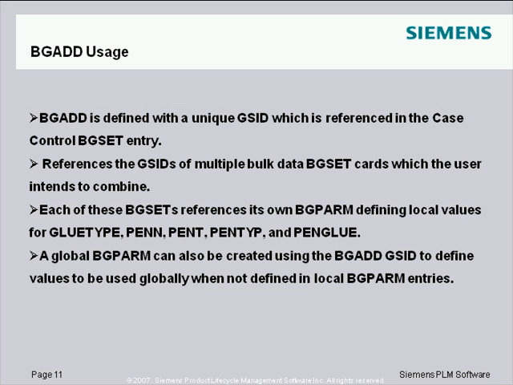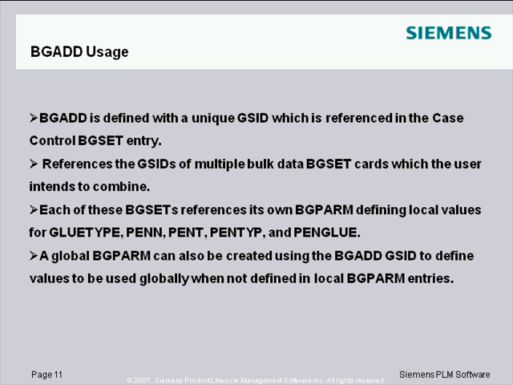The BG add is defined with a unique glue set ID, just as would be a BG set, and this is referenced in your case control. The case control BG set calls out your BG add. That BG add then in turn references the glue set IDs of what would be, under a normal situation, just standard glue set cards. Real simple format, and we'll talk about that in a moment. It just simply adds them together.